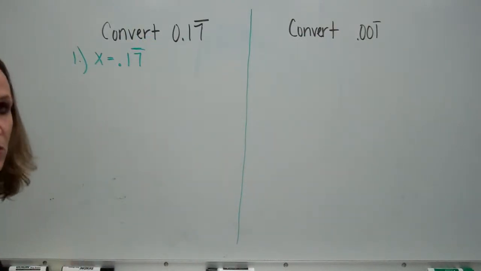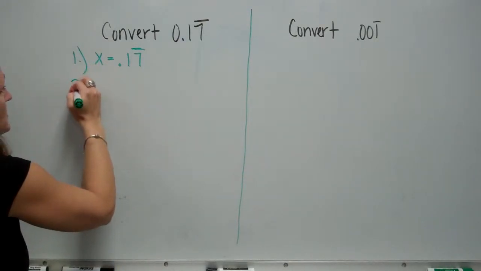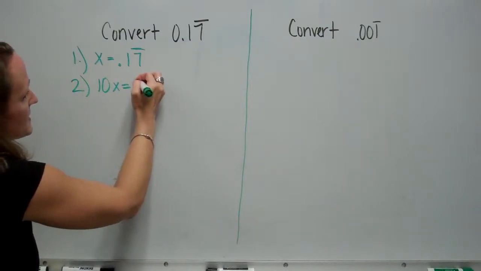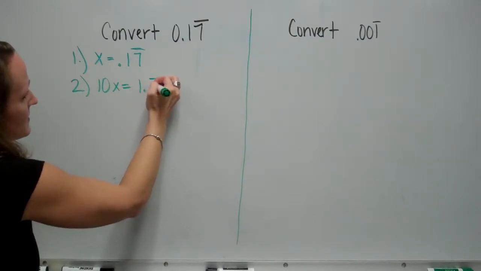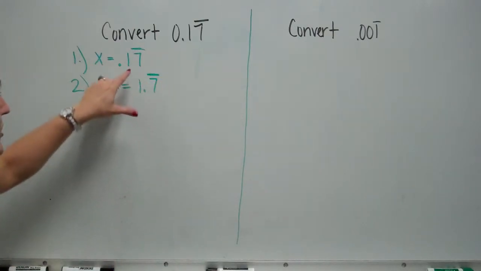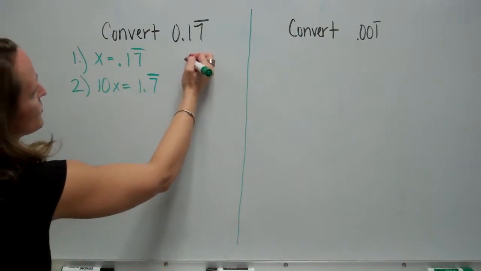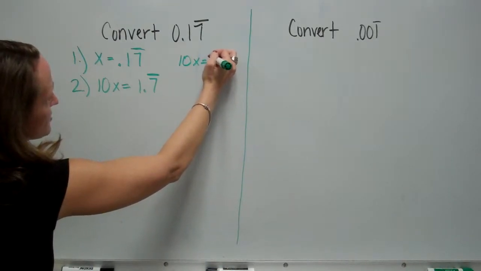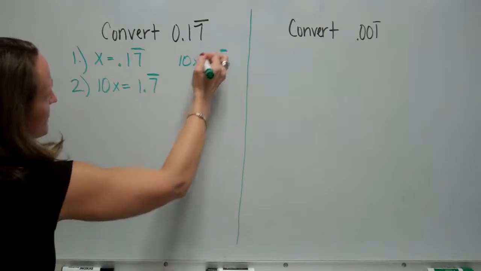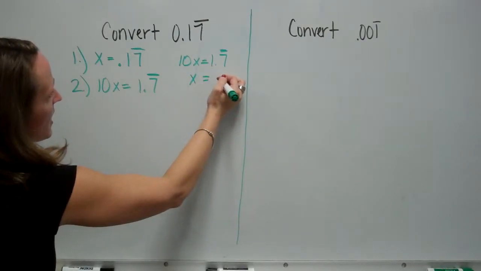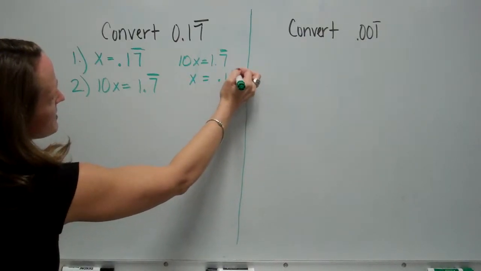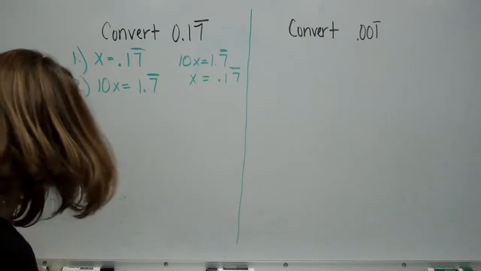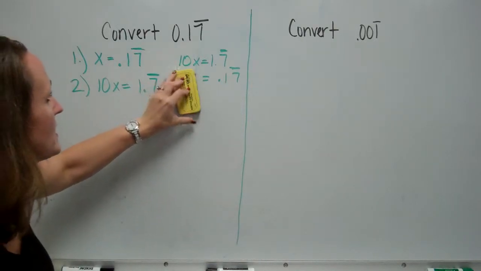Okay, now let's start multiplying it by a power of 10. So step 2, if I say 10x, I'm going to get this 1.7 repeating. But look, I'm going to have the same problem I did before. If I try to subtract my new equation and my original equation, my decimals are not going to line up. Remember, my goal when I do my subtraction is to get rid of that repeating decimal. So I have to try again.